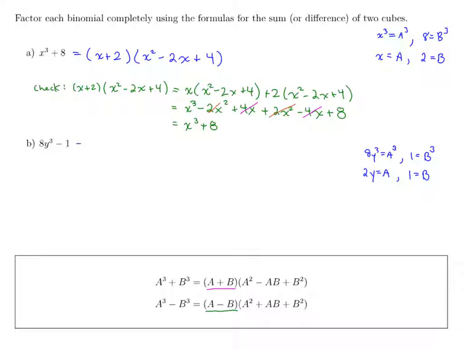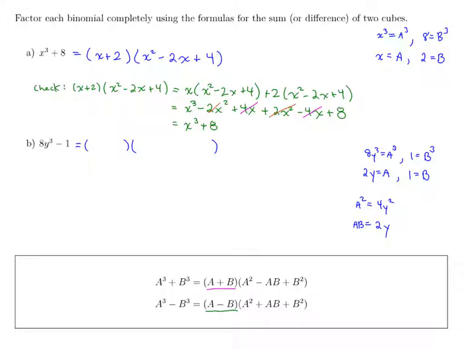So that one's a little bit easier. Applying this formula then, we will have our a minus b, and then we'll need a squared plus ab plus b squared. And if we want to, we can also compute a squared based on what we already have here. So if 2y is a, then a squared will be 4y squared. And if we want to compute ab, we can do that as well. A times b will be 2y times 1, or just 2y. So now we're ready to factor this using the formula.